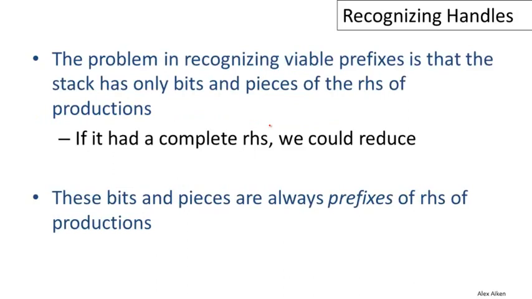Now we're ready to discuss how we recognize viable prefixes. And the problem is that the stack has only bits and pieces of the right-hand sides of productions in general. Most of the time, we don't have a complete right-hand side on top of the stack. Most of the time, we only have a part of a right-hand side. And it turns out that what is on the stack is actually not just random. It actually has a very special structure. And these bits and pieces are always prefixes of right-hand sides of productions. That is, in any successful parse, what is on the stack always has to be a prefix of the right-hand side of some production or productions.